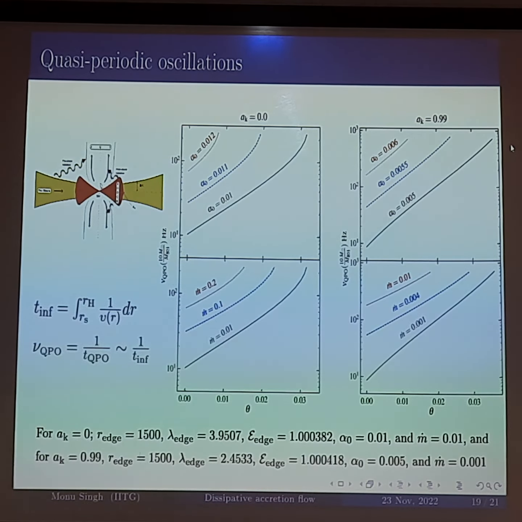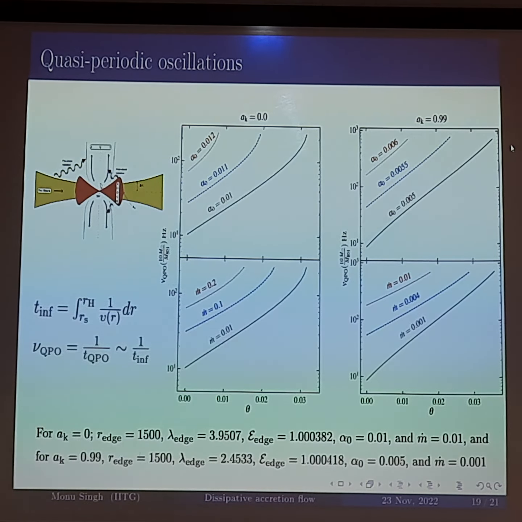Earlier it was explained that after a shock, the flow gets puffed up due to the high temperature, and we call this the post-shock corona. If it oscillates or there is any resonance, it might give us those QPOs, which are related to the infall time scale. The infall time scale is related to where the shock is; we integrate from the shock location to the horizon. So if your shock is near the black hole, you get a higher QPO.